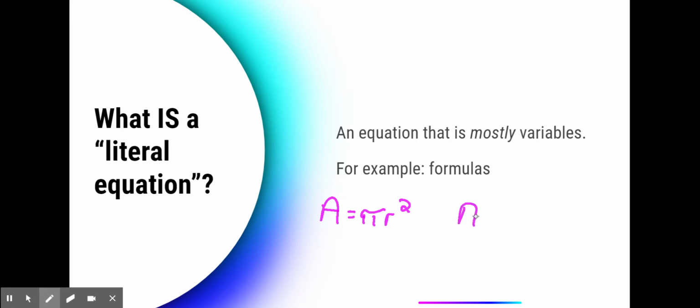Another one, let's say the area of a triangle. The area of the triangle is 1/2 base times height, right? Well, this is mostly variables. We've got the A for the area, B for the base, H for the height. Let's say I wanted to know, well, how do I find the height if I know the area and the base? Well, we're going to use literal equations and isolating a different variable in order to be able to do that.